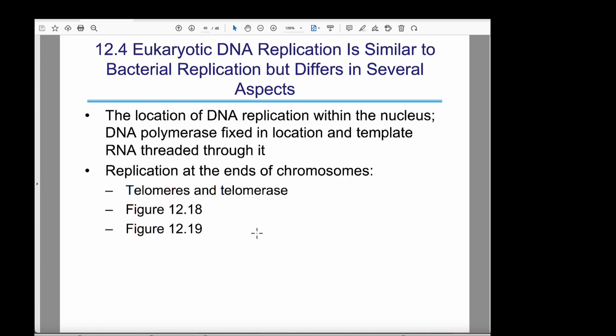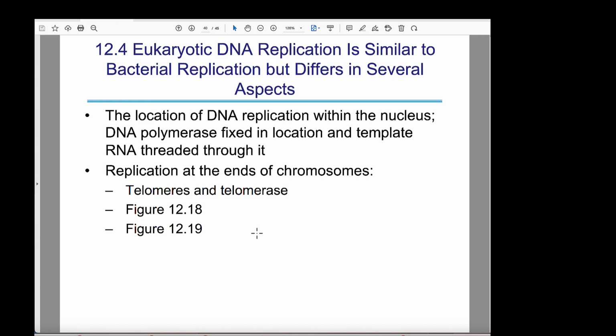Another concept that we have to talk about is the telomeres. Now, this is one of the factors that are unique to eukaryotic cells, and that is the end of the linear chromosomes.